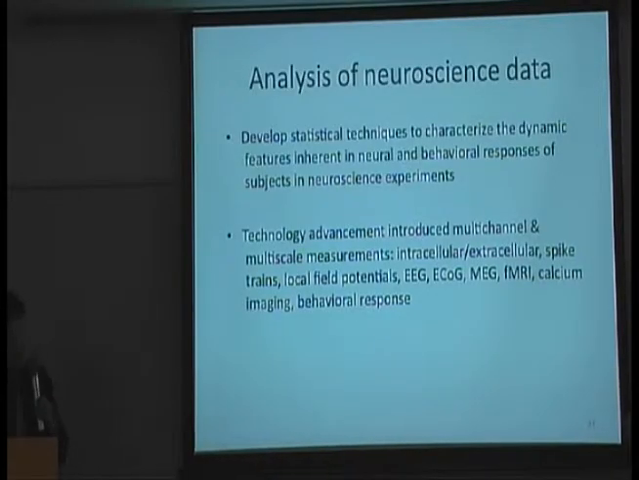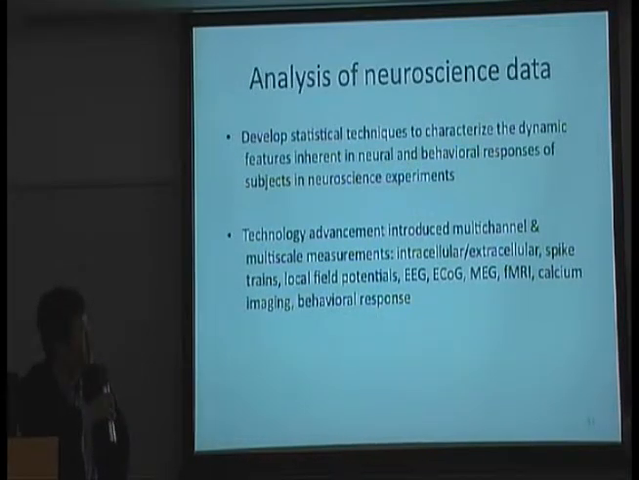So as I say, the application of the state space model for neuroscience analysis, essentially the goal is trying to develop some statistical techniques to characterize the dynamic nature or stochastic nature of the data you observe. So then you hopefully can either get some nice interpretation of the data or try to prove some hypothesis.